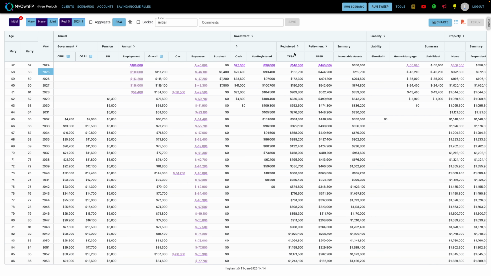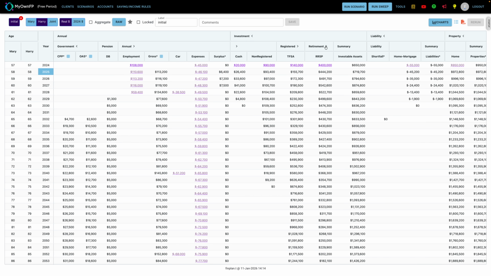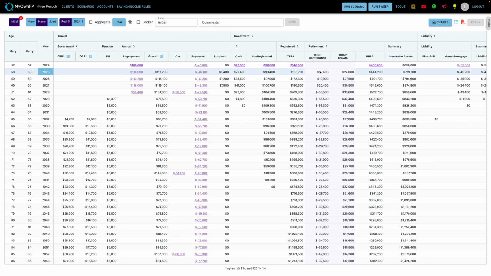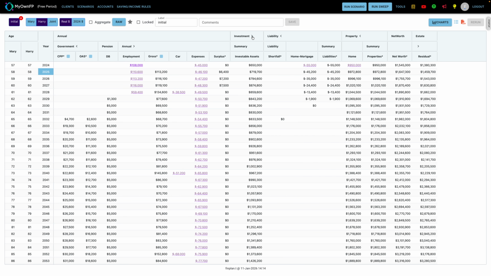If it's a registered account, you'll see a contribution and the growth. In this case, our TFSA contributions and growth. Your RSP account, if the contribution is positive, then it's going in. If it's negative, it's going out. Sometimes, in some years when you're just starting retirement, it could be contributing and withdrawing at the same point in time. So one is a contribution if it's positive, and it's a withdrawal if it's negative. We can shrink all of our investment accounts to a single column, if we want. Then it shrinks our whole grid.